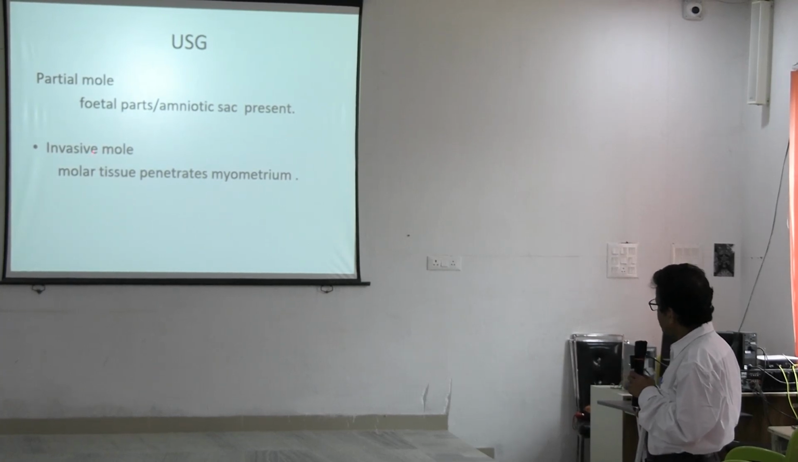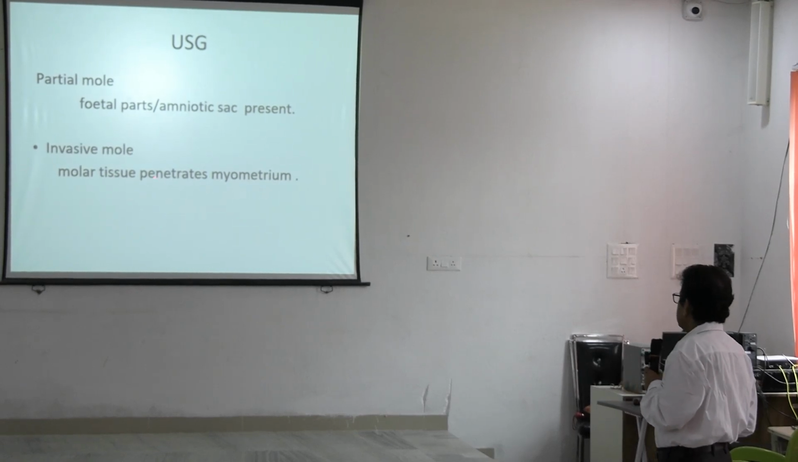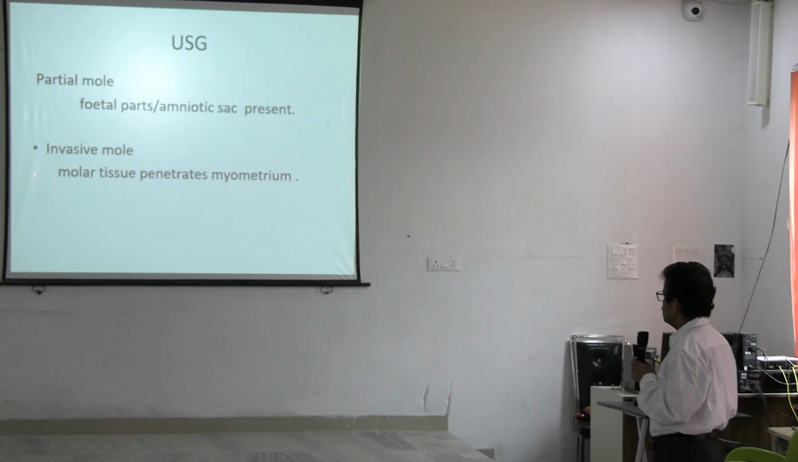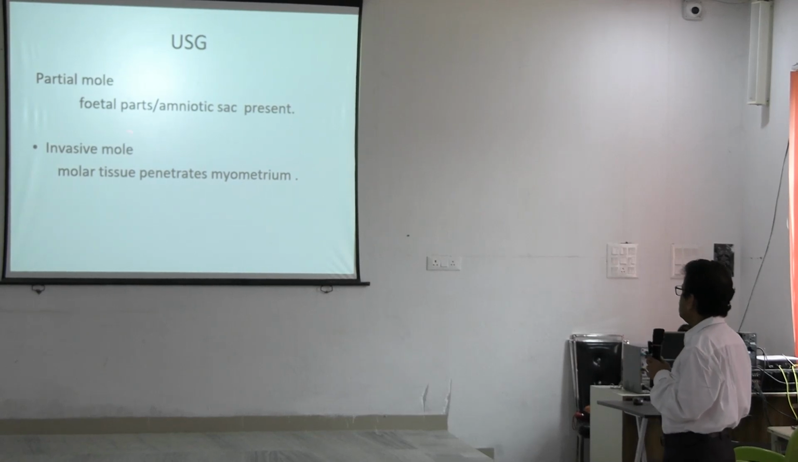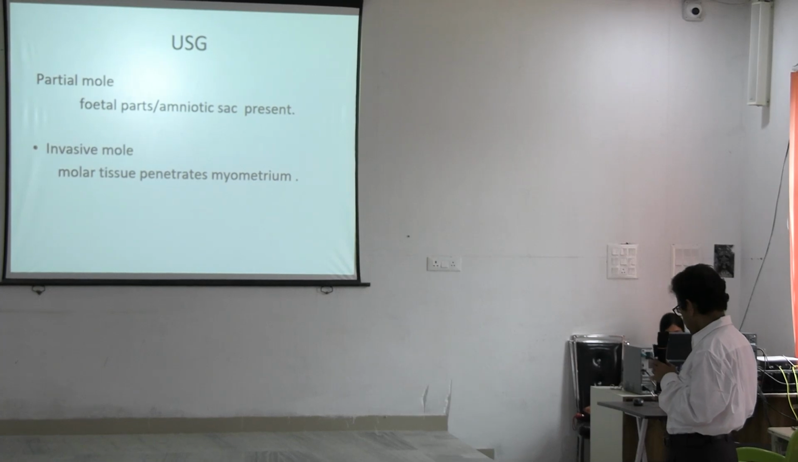So if this molar tissue invades the myometrium, it can penetrate the myometrium and reach the serous coat, and that is called invasive mole. So by USG you can see whether it is an invasive mole or not, whether it is a partial mole or a complete mole. That you can know by USG.